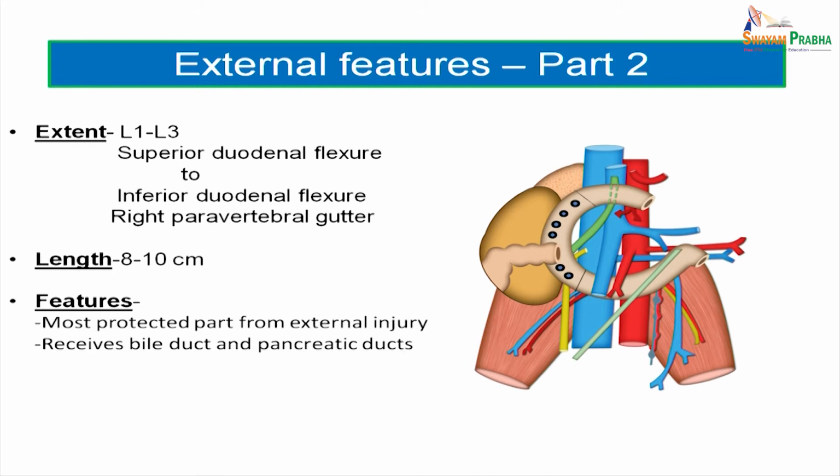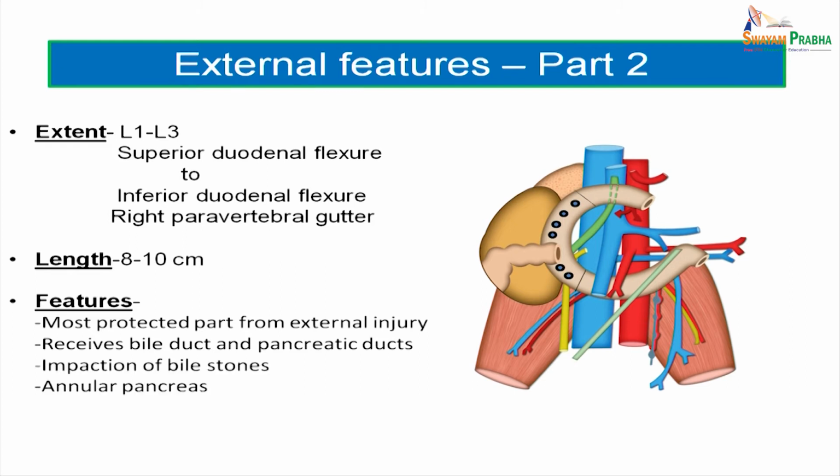And it also receives the opening of the bile duct and the pancreatic ducts, either through a single opening or 2 openings. So, this is the part which is more prone to bile stone formation resulting in obstructive jaundice.